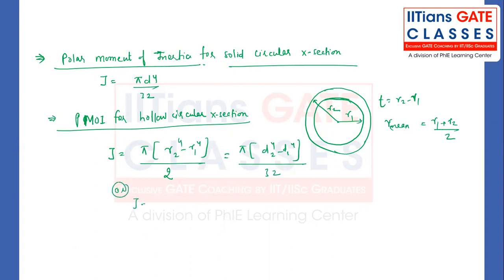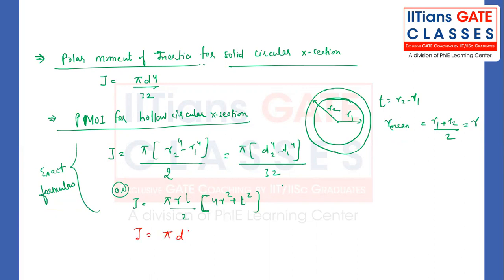We can also write in terms of mean radius and thickness: pi r t divided by 2, into 4r square plus t square. Remember, these are the exact formulas. R is the mean radius, and t is nothing but the thickness. We can also write pi d t by 4, into d square plus t square, in terms of the mean diameter. What is that? Mean diameter, d1 plus d2 by 2.